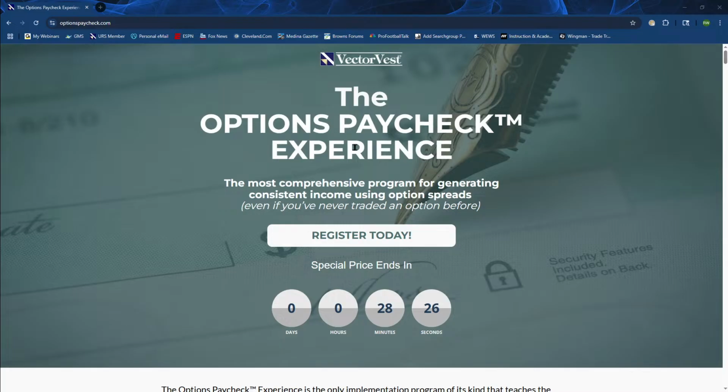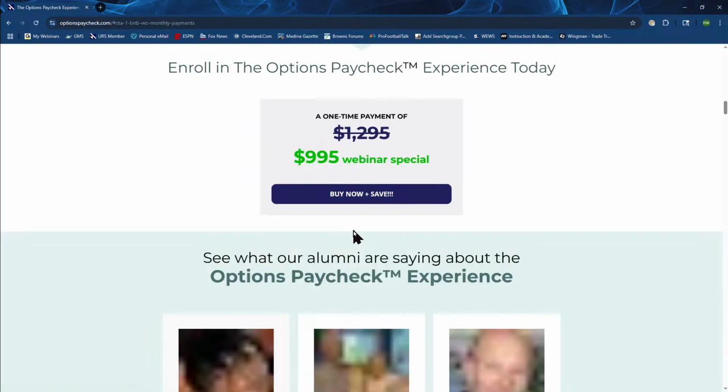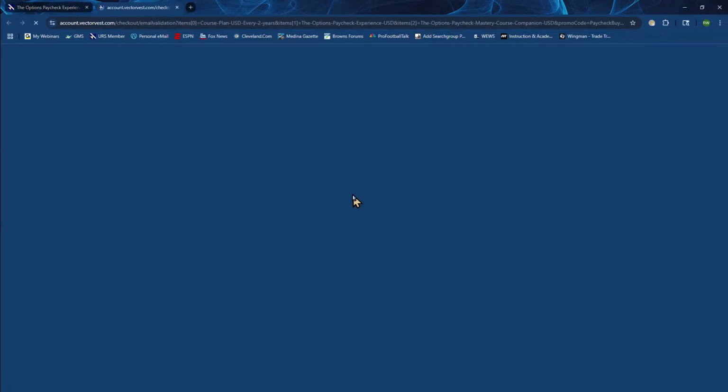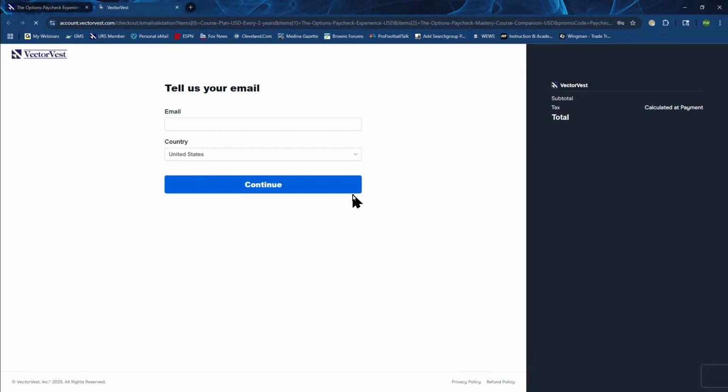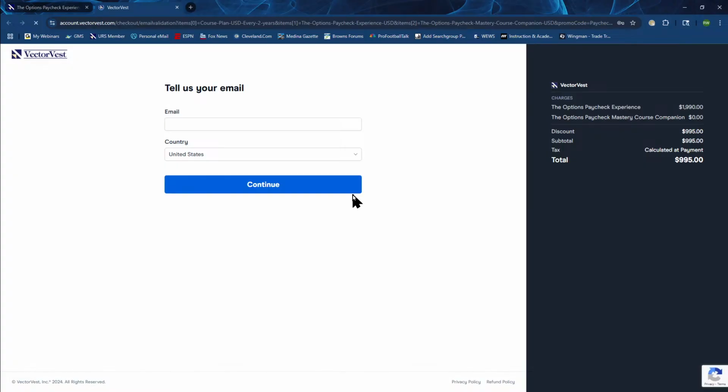So everybody, this is what optionspaycheck.com looks like when you go there. You can see there's a little countdown timer. That's how long the $9.95 will be good for. When you click on the Register Today button, it'll bring you to a section of the page where it'll show you the $9.95 price. All you have to do is click the button that says Buy Now and Save. When you click that, it may ask you to sign into your account. If you're already signed in, it'll bring you here.